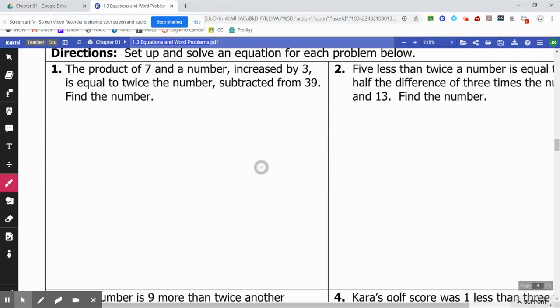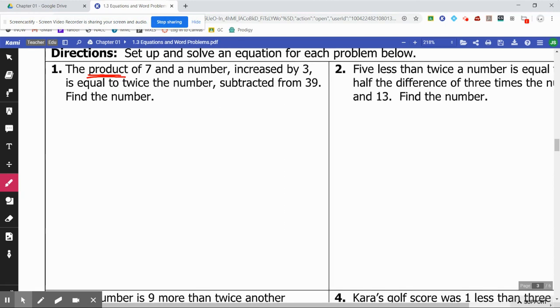The first one says the product of 7 and a number. Okay, anytime you see the word product in math, product means to multiply. So we're going to multiply 7 and some number. Now, for the sake of these problems, anytime we're talking about some number, that's going to be our variable. We're not sure what the number is. So it says the product of 7 and a number. So there we go. The product of 7 times some number.